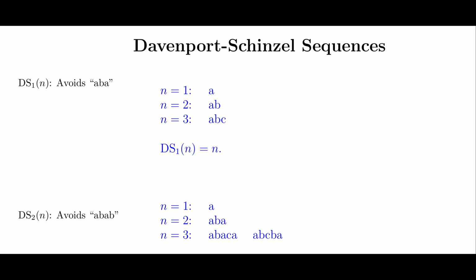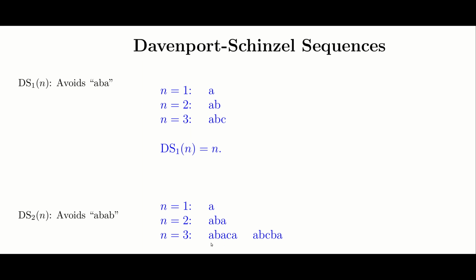Let's look at order 2 sequences. These are the sequences that avoid ABAB. Again, if you have only one symbol, it's easy. If you have two symbols, we have to start with some symbol, we call it A. We cannot repeat A, so it has to be B. And now we can put one more A because we have ABA, and now we're stuck. We cannot repeat A again, and we cannot repeat B again. So this is the maximum for n equals 2.